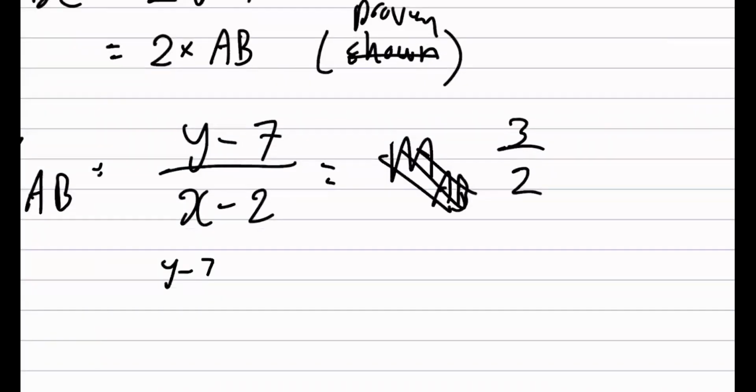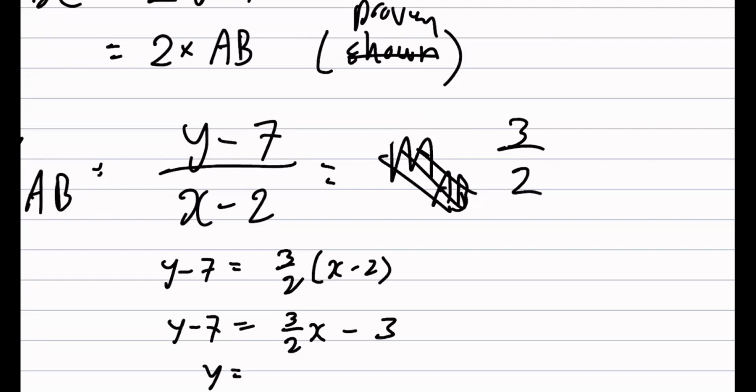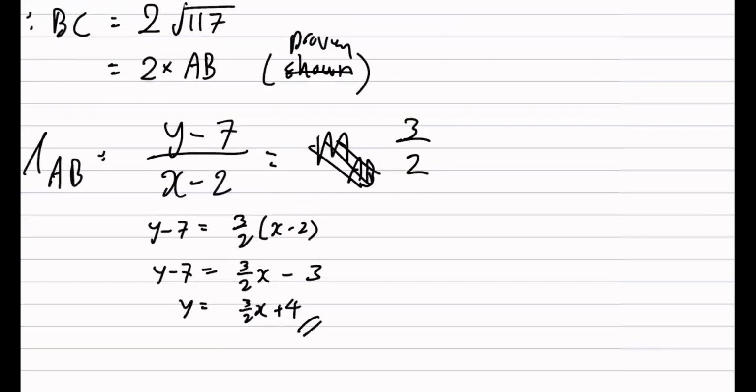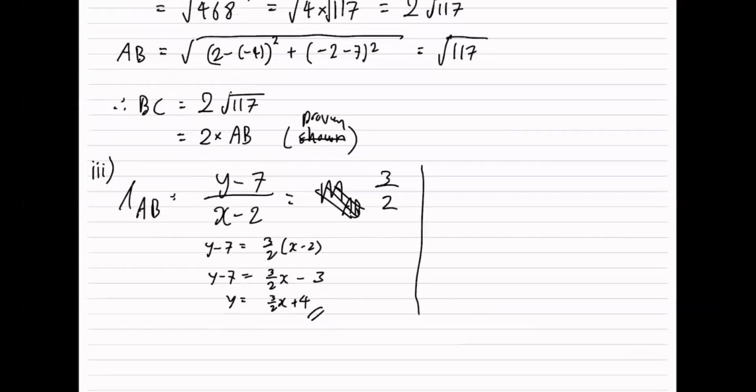So y minus 7 equals 3 over 2 times x minus 2. Multiply it in, and you get 3 over 2 x minus 3. Bring the 7 over, you get plus 7. 7 minus 3 is 4, plus 4. 3 over 2 x plus 4. Done. Okay, LAB done. Now we need to find the next guy, which is the equation of line BC.